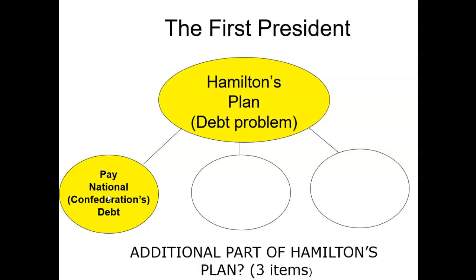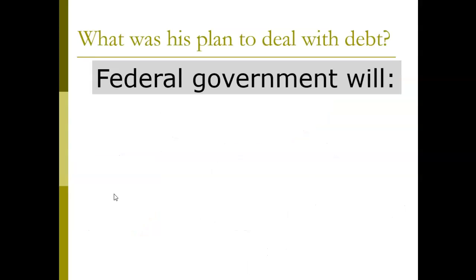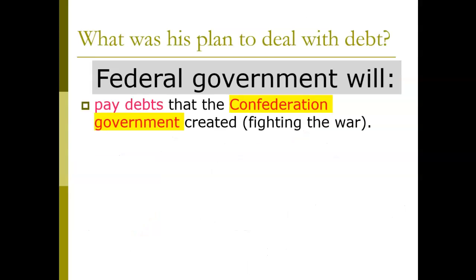So you can pause this at any time and just catch up, because I want to show you what you should add in your notebook. And that is basically, when I say that, the federal government's going to pay the debts that the Confederation government created during the actual war. That was the first thing that they had to take care of. So various countries had loaned the United States money during the American Revolution. They had not given it to us. They had loaned it to us with the expectation that we were going to pay it back.